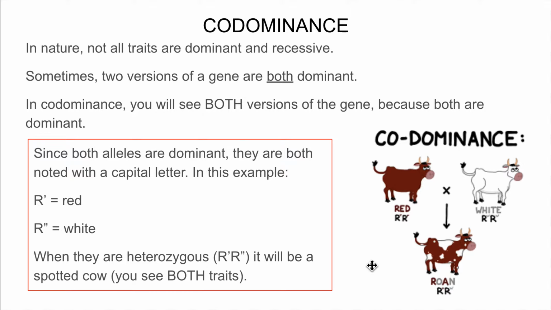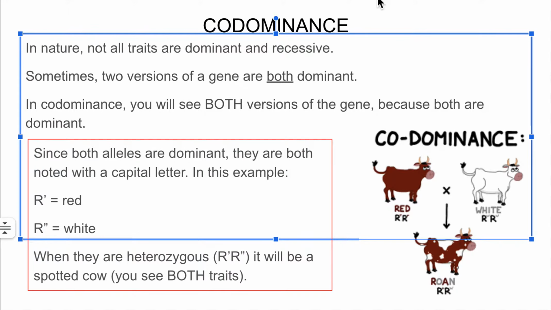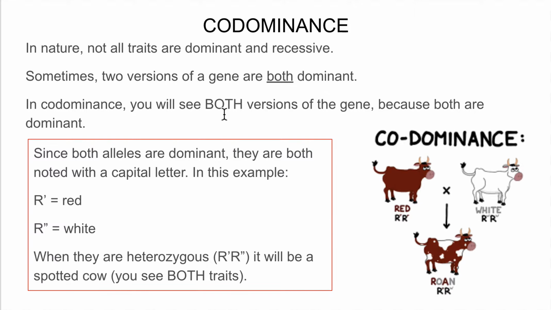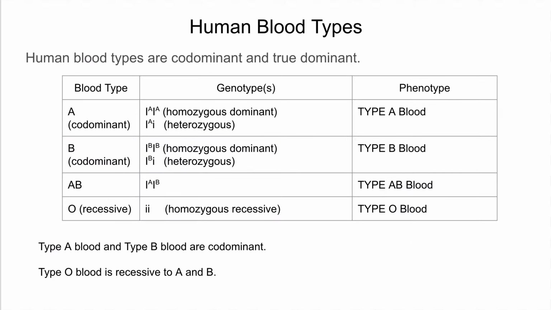Usually when we have codominance, we're going to have both versions of a gene with an uppercase letter. And here, just to note the difference, we added a little mark. So there's one mark here, and then there's two marks here to note the difference between red and white. And you guys might see that on your STAR test or something like that. There is a really good example of codominance in humans, and that is blood types.